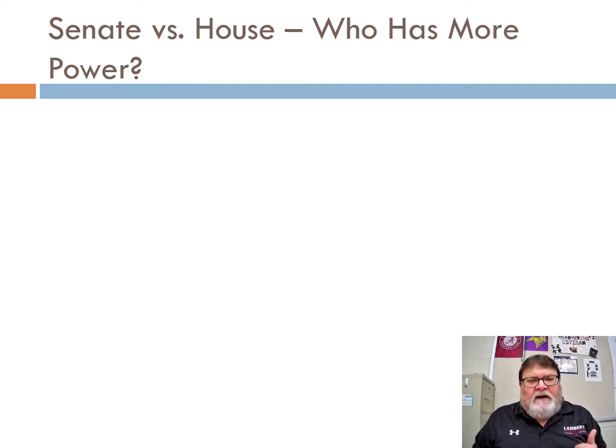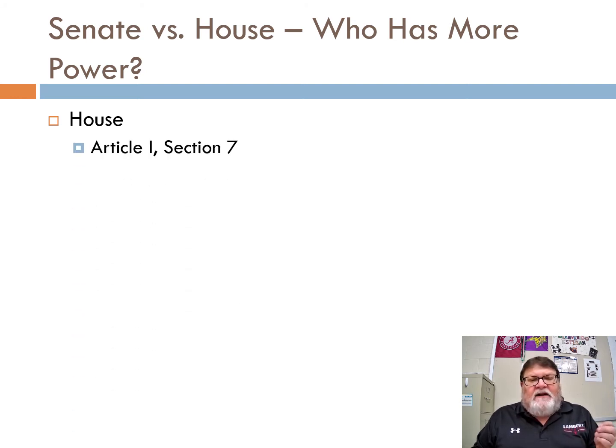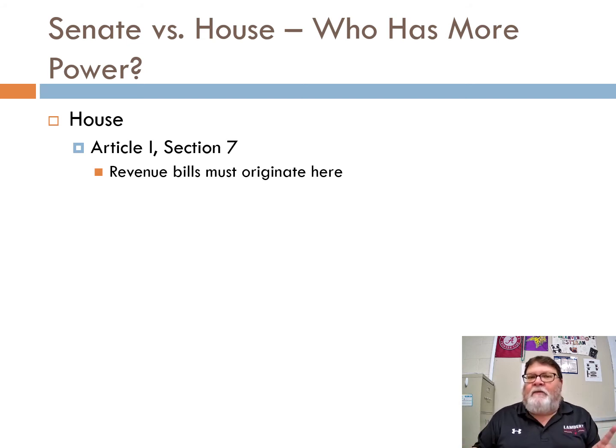All right, continuing on. We have to understand who has more power here. And so we're going to go through this real quick. The House, let's talk about the House. Article 1, Section 7 gives the House one of their strongest powers, in the Ways and Means Committee. Remember that? You have to know the Ways and Means Committee is House only, and it's the place where revenue bills generate, and they can only generate there.